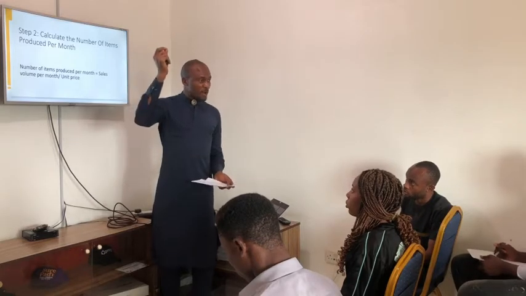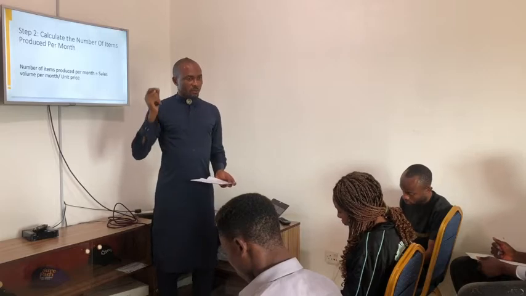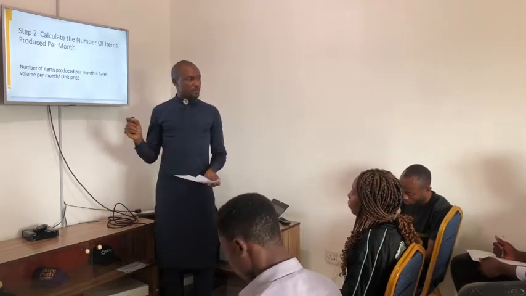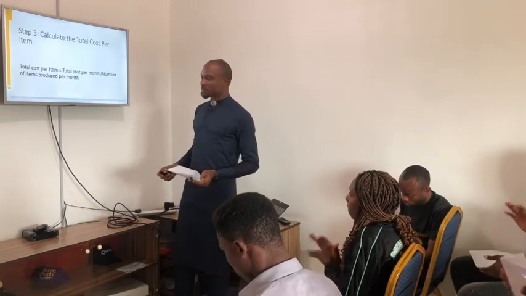So at this step now, you've identified the total number of items you produced per month. Your total cost is how much? 8,500. What about the number of items produced for the month? 100. Thank you. Let's give ourselves a power clap.